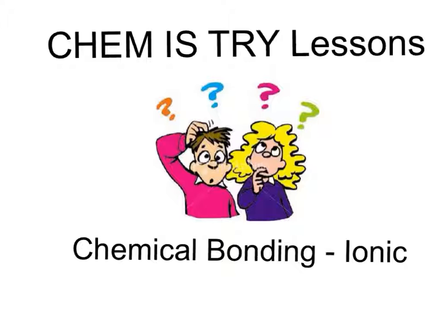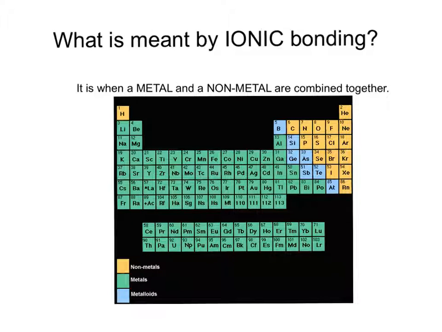Chemistry lessons. Chemical bonding. Ionic. An ionic bond is a bond between a metal and a nonmetal. If we take a look at the periodic table here, we will notice that all of these green elements are all metals.